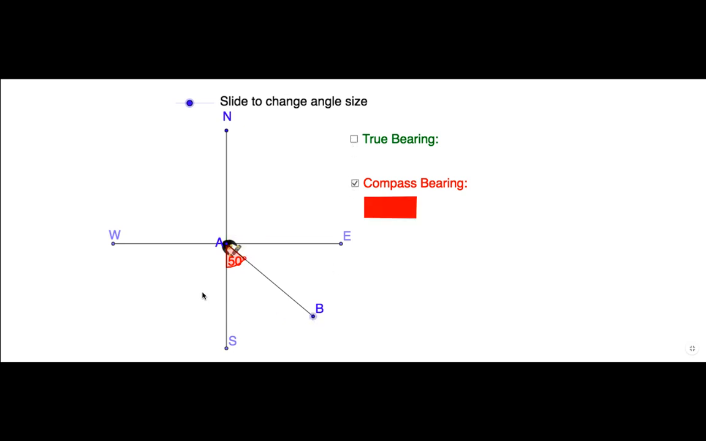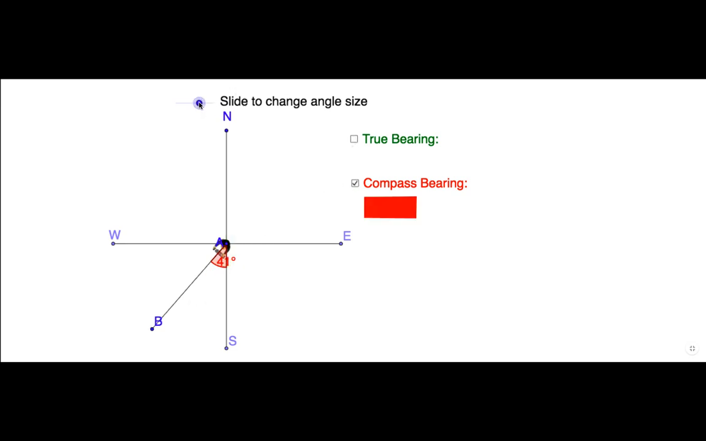Let's do one more. We'll make it a nice number, 40 degrees. So as a compass bearing, what would that be? It would be south 40 degrees west. What would it be as a true bearing? We want this whole angle from north all the way around in a clockwise direction. So we know that's 180 degrees to south, plus 40 is 220. Perfect.